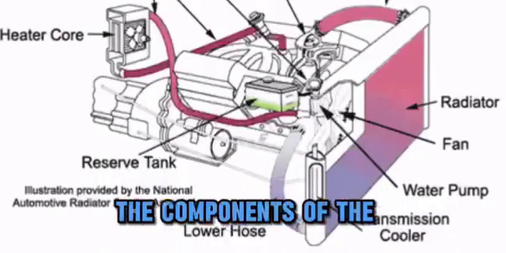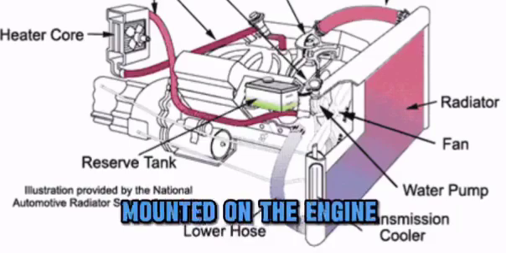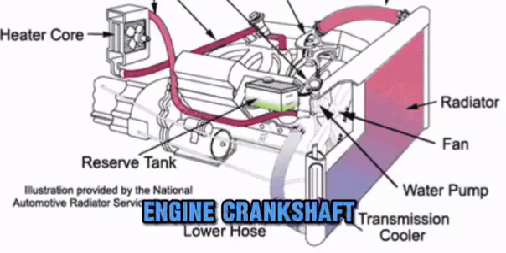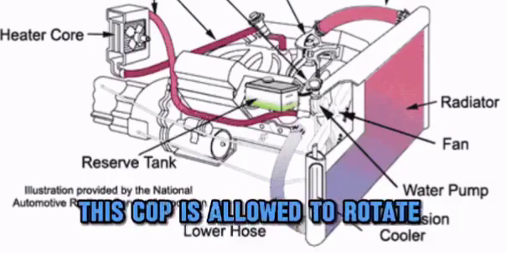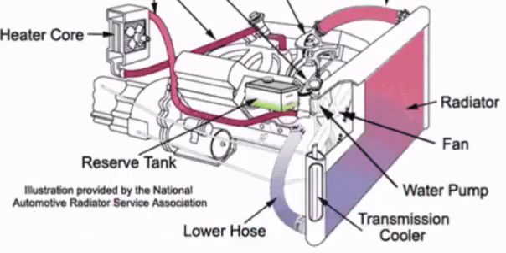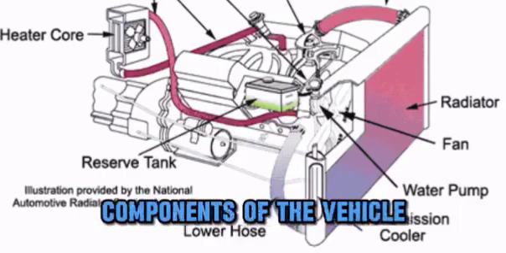The components of the mechanical cooling fan are just a cooling fan mounted on the engine, powered by the engine crankshaft. It's mounted on a machined cup with bolts, and this cup is allowed to rotate with the engine water pump, and it serves as a pulley to the drive belt that powers other essential components of the vehicle.